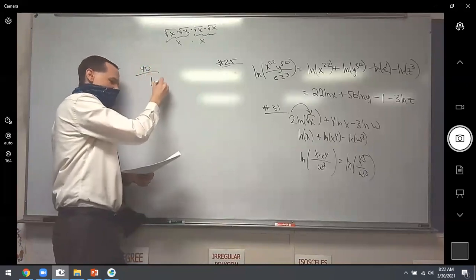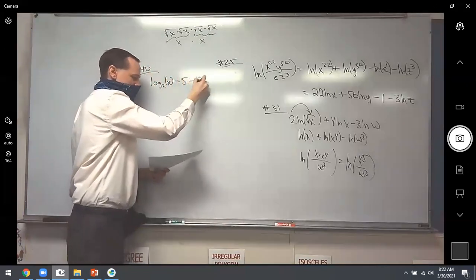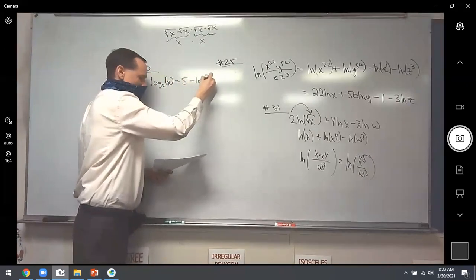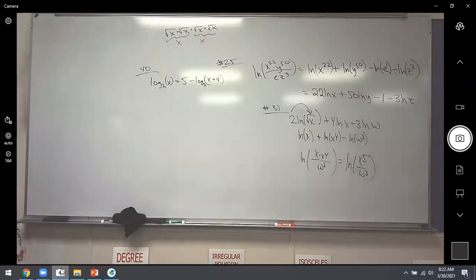40 has log base 2 of x is 5 minus log base 2 of x plus 4. I see a couple logs, don't you? Yeah. But I don't see a log equaling a log. That 5 jacks things up. Would you kind of agree? Yeah. So what you're going to do is you're going to get all the logs on one side so you can condense them together. That's the strategy.